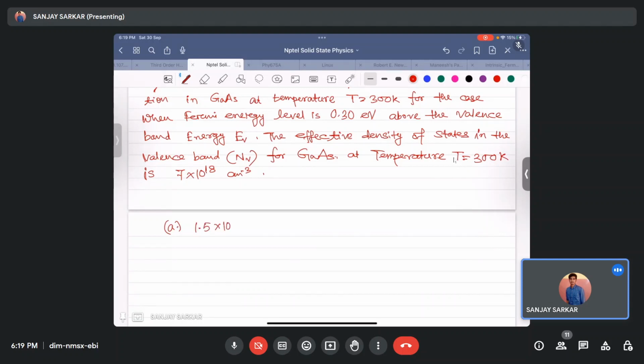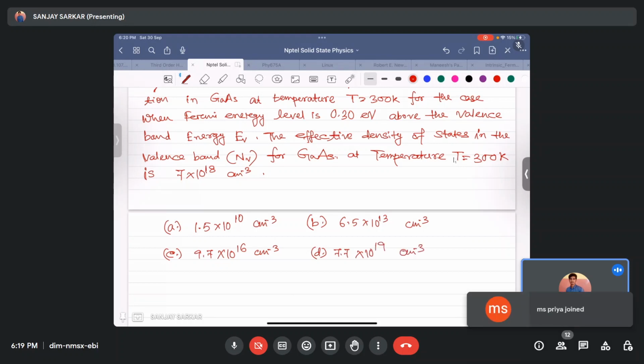1.5 into 10 to the power 10 centimeter cube inverse. Option B is 6.5 into 10 to the power 13 centimeter cube inverse. Option C is 9.7 into 10 to the power 16 centimeter cube inverse. D is 7.7 into 10 to the power 19 centimeter cube inverse.